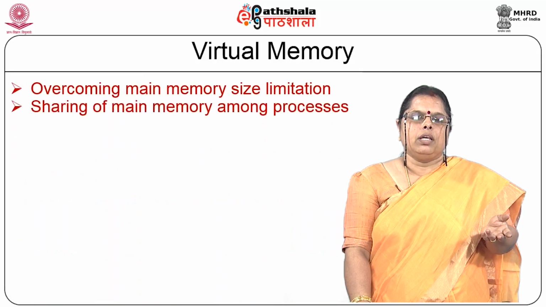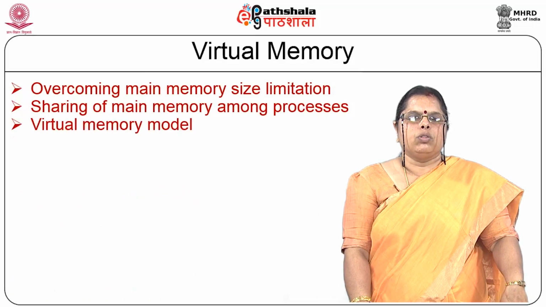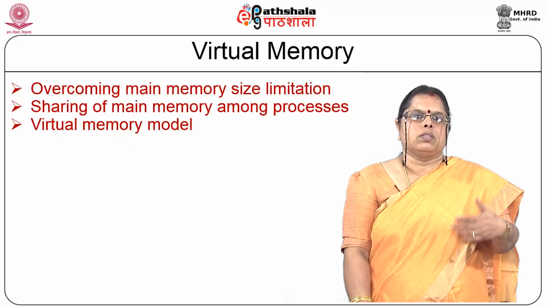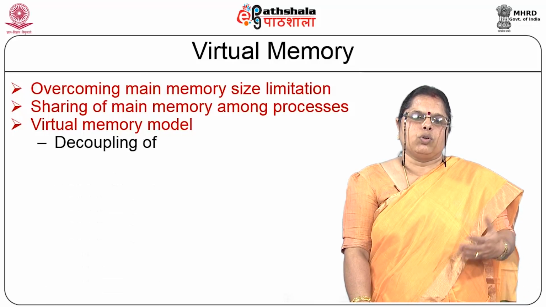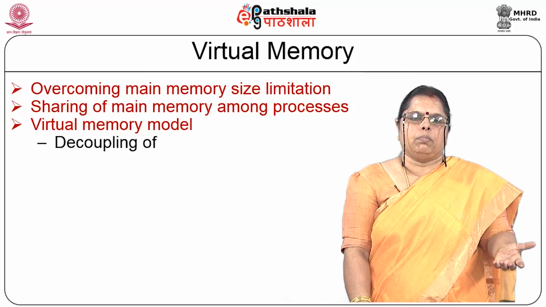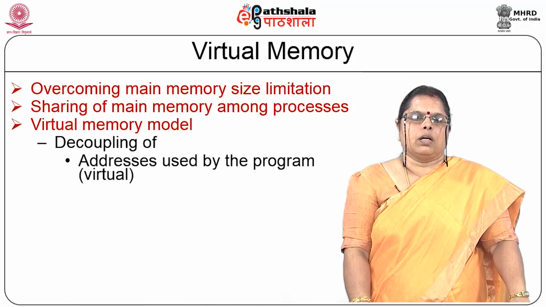So basically we try to overcome the main memory size limitation. This also allows sharing of main memory among processes, because you can have multiple processes with their programs in main memory. This is possible because only the modules actually required by the processor for the various processes need to be available in main memory. So there is a sharing of main memory among the various processes.